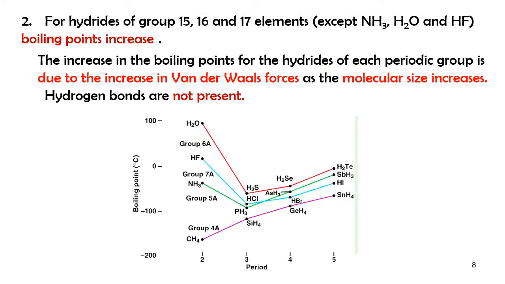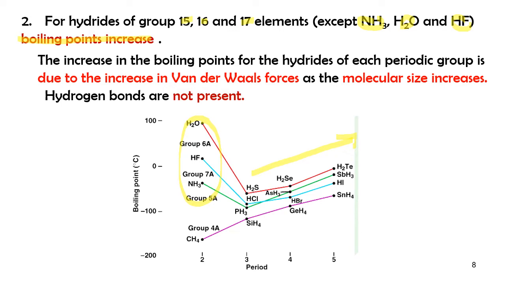For hydrides of group 15, 16, 17, except for NH3, H2O and HF, the boiling point will increase, okay, according to the trend. So it will increase regularly or gradually, except for these three elements or molecules. Okay, why?